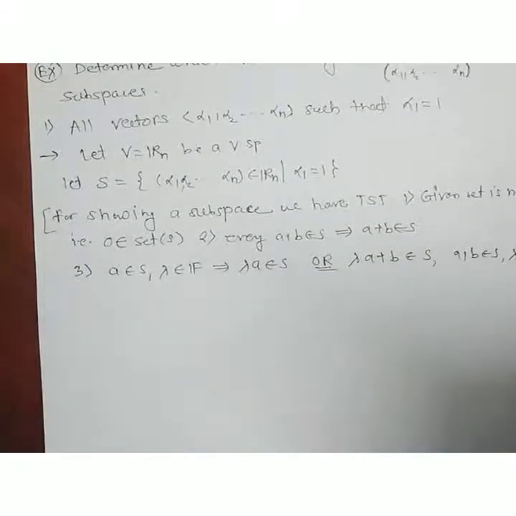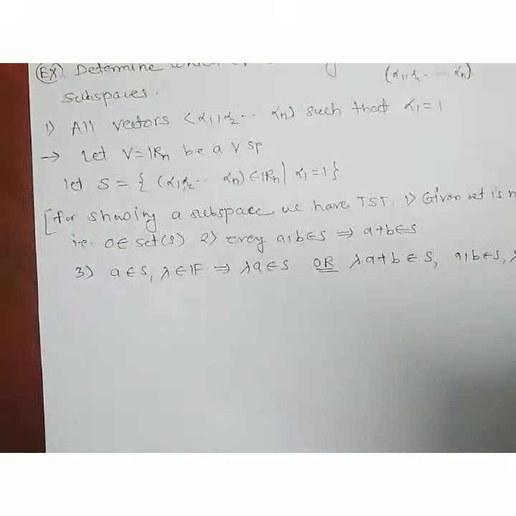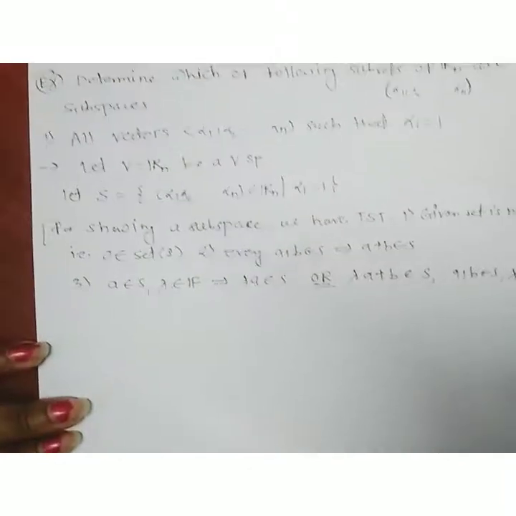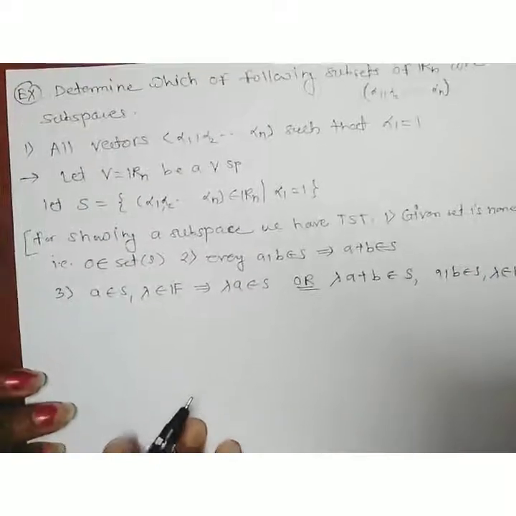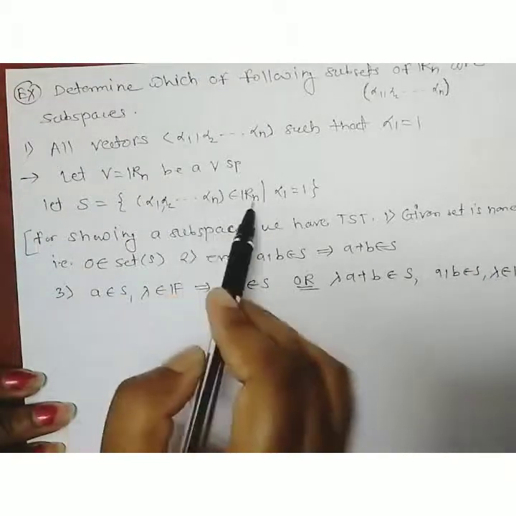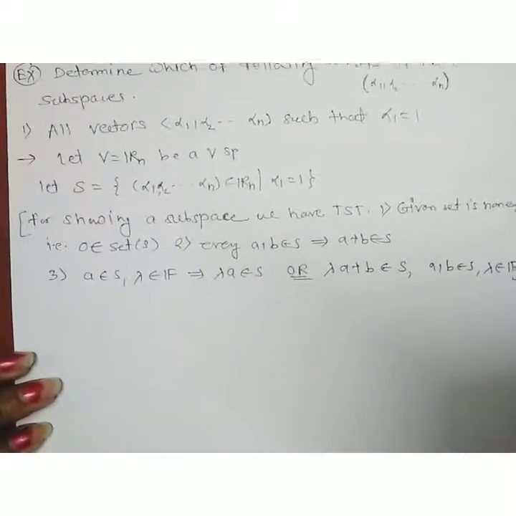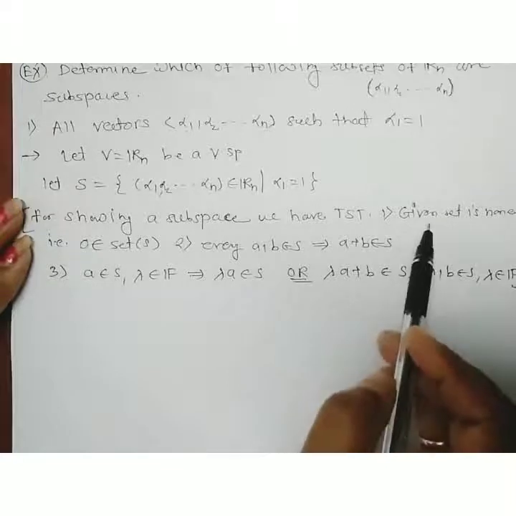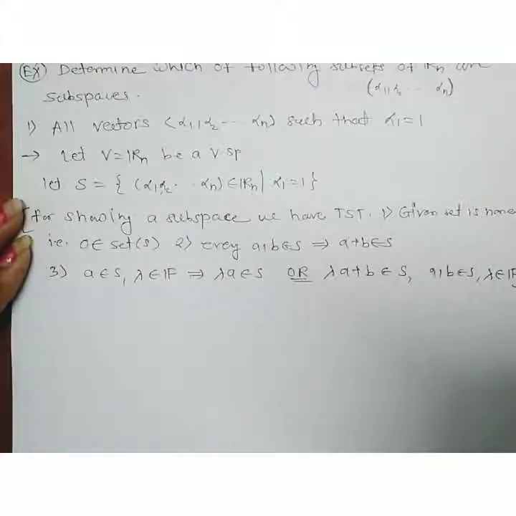Okay, so for showing the subspace, these are the conditions that we have to show. Now we have to show that this set can form a subspace of Rn. So what is the first condition that we have to show? The given set is non-empty, that is, the zero element belongs to that set.